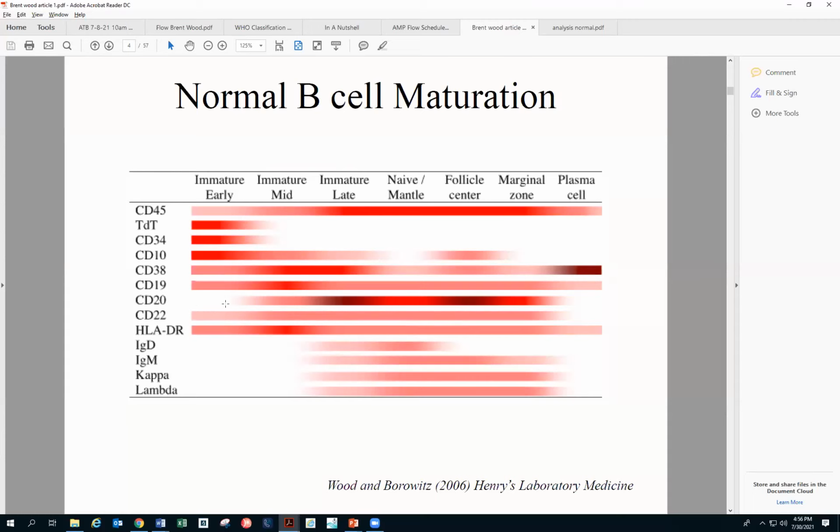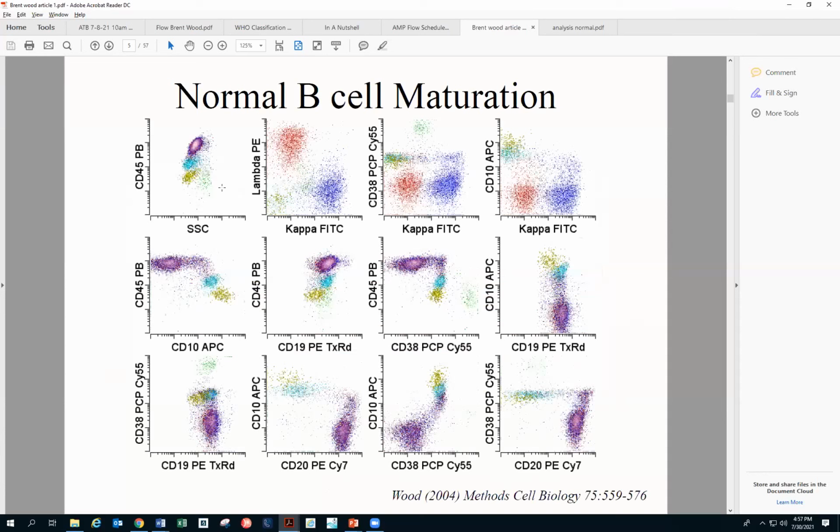CD20, we were talking that it is not present in the early blast. So the early B-LLs that we have usually are not CD20 positive. It comes in more of immature late stages and also in the follicular center stages. IgD, IgM, kappa, lambda, those are fine. So let's see over here. In the B cell maturation, we have the kappa and the lambda B cells.